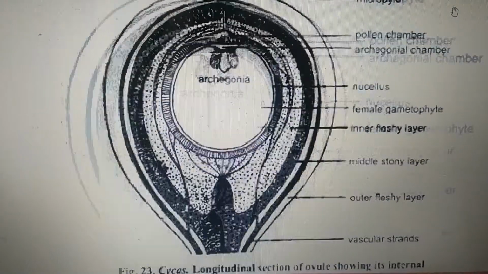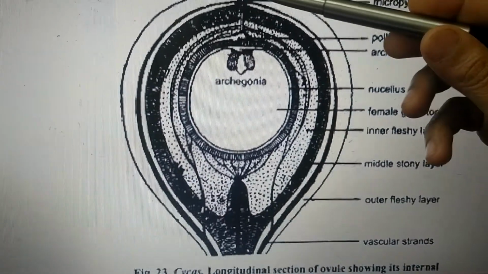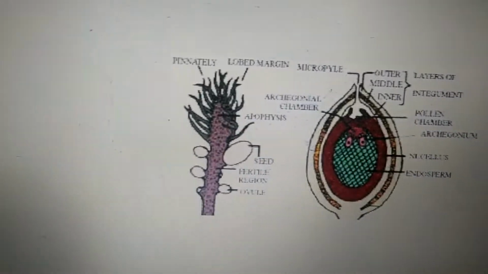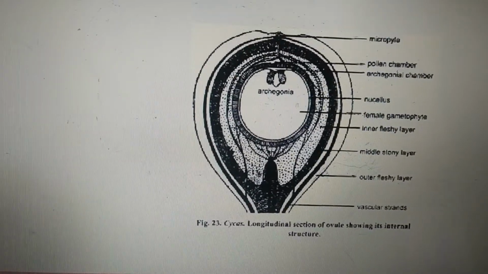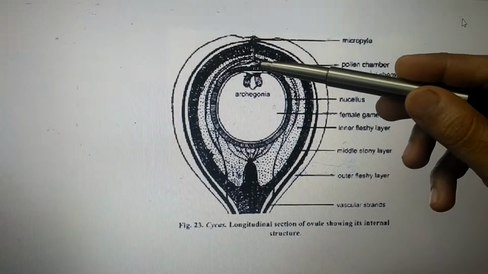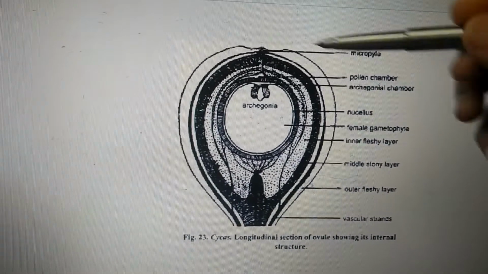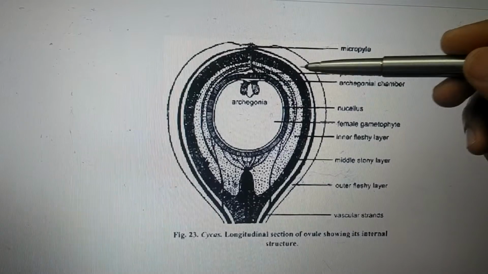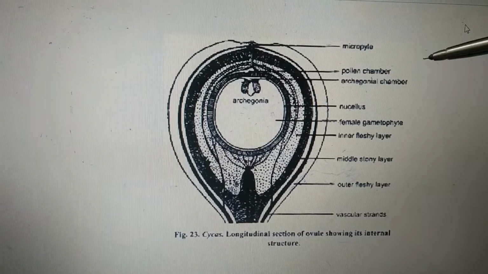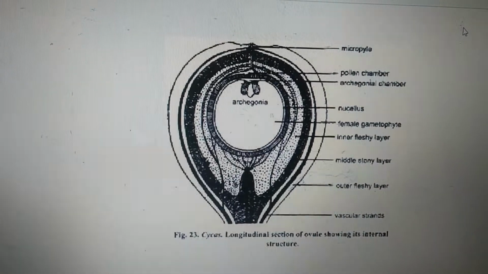This diagram is more clear. We have the micropylar end and the chalaza end. The micropylar end has a small opening, which is very clear here. That opening is called the micropyle. Below that we have the pollen chamber. This is the chamber where pollen grains rest for some time when they enter the ovule.